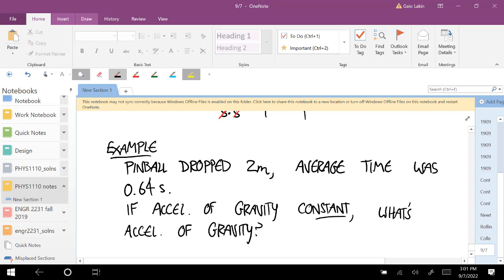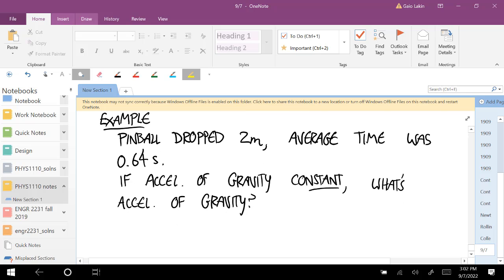So if we did this measurement right, it should be 9.8 or between 9.80 and 9.81. I usually use 9.81, but yeah. And that time I chose is going to give us an answer that's pretty close to that.